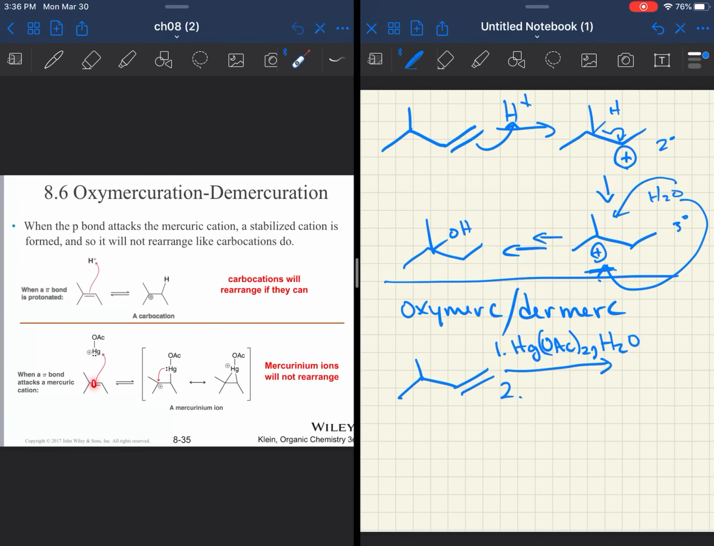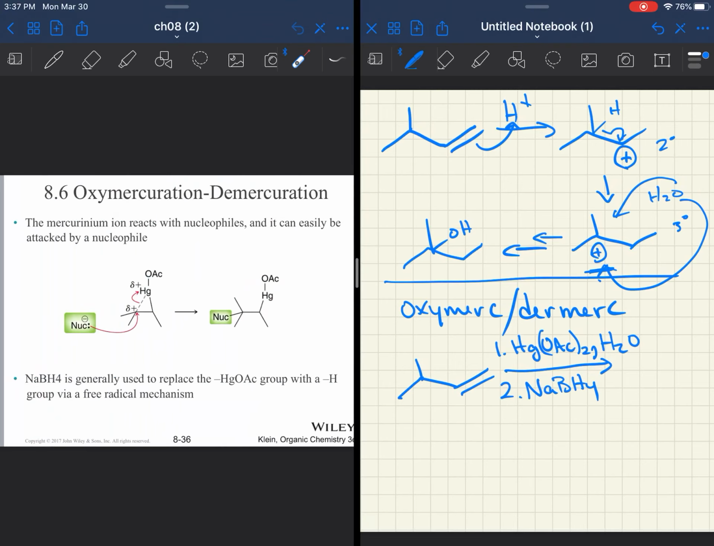The mercuric cation, what's interesting about that is when you attack the ion, instead of picking up a proton, you actually form this mercurinium ion right here. This mercurinium ion, this 3-membered ring, is the reason you don't get rearrangements, because you are occupying both carbons there. The second step is going to require you to use something called sodium borohydride. Sodium borohydride finishes off this reaction.